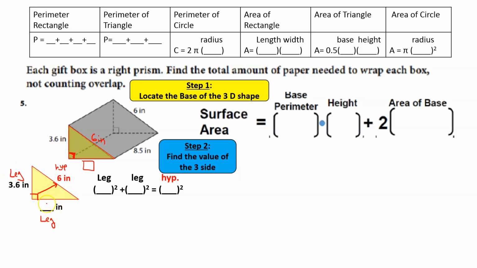Now I know this is blank, and we don't usually leave stuff blank in math. So I'm going to use x for something we don't know, which is that third side we're trying to find. Let's go ahead and plug some stuff into our Pythagorean theorem. Feel free to do that now. Hopefully you wrote this in. And take a moment and figure out what 3.6 squared is and what 6 squared is.